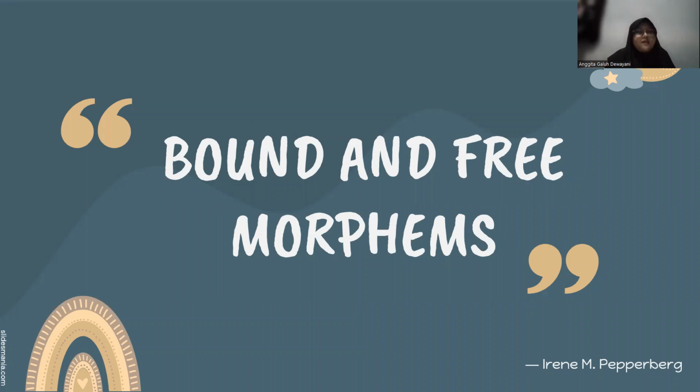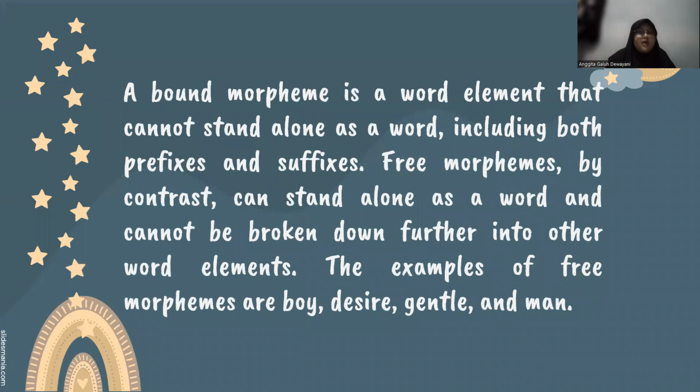The next one is bound and free morphemes. A bound morpheme is a word element that cannot stand alone as a word, including both prefixes and suffixes. Free morphemes, by contrast, can stand alone as a word and cannot be broken down further into other word elements. Examples of free morphemes are boy, desire, gentle, and man, etc.